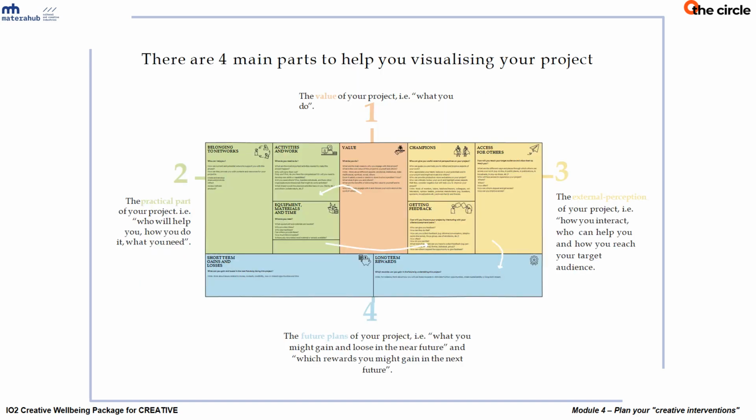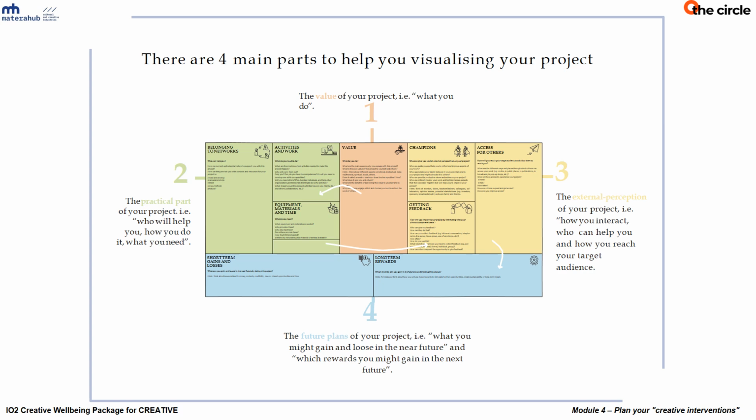There are 4 main parts to help you visualizing your project. Start from the value theme, which is the core of your project, and write down your answers to the relevant questions. Then, move to the 3 left themes corresponding to the practical part of your project, including belonging to networks, activities and work, equipment, materials and time, and answer the relevant questions.